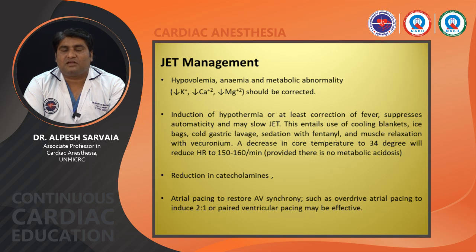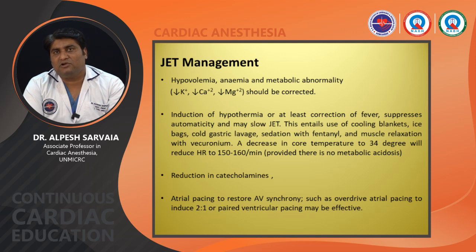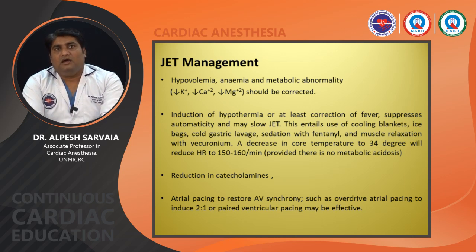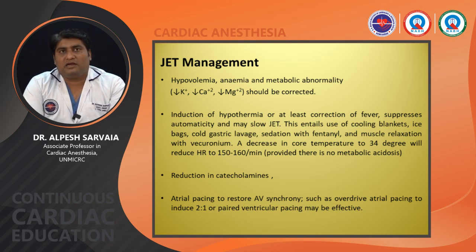vecuronium, etc. A decrease in core temperature to 34 degrees will reduce the heart rate to 150 to 160 per minute, provided there is no metabolic acidosis. Metabolic acidosis, if any, has to be corrected. And the catecholamine infusion, like adrenaline or noradrenaline, has to be reduced.